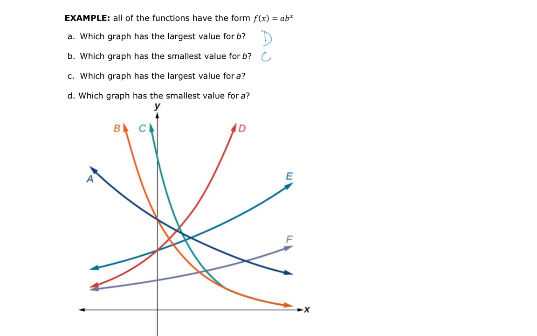Now, the a value is going to affect the stretch. In the vertical direction, it's going to affect where it's crossing the y-axis. So this is the highest point on all of these. And since this is the highest point, this one has to have the highest a value, the largest vertical stretch. So the one that has the largest a value must be C. And then the one that has the lowest a value would be the one that is the lowest, because the a value affects the vertical direction, it's a vertical stretch, must be F.